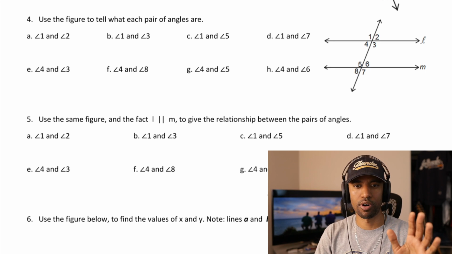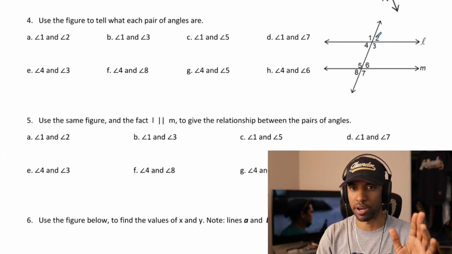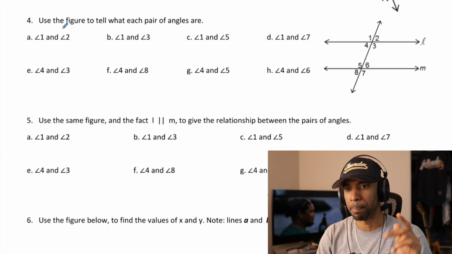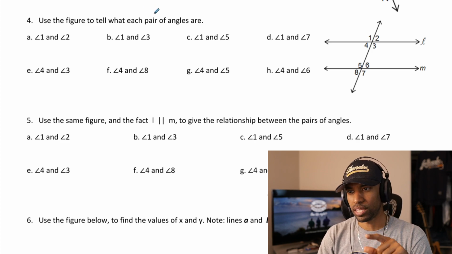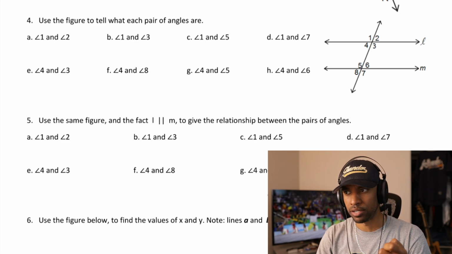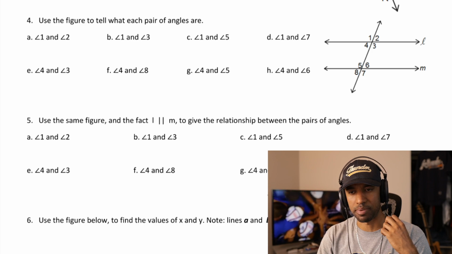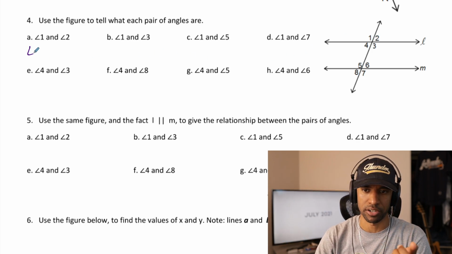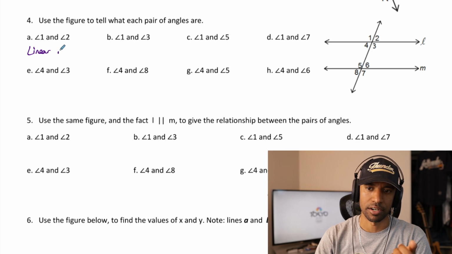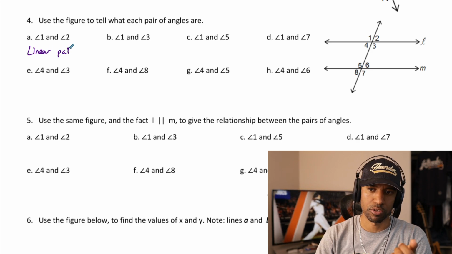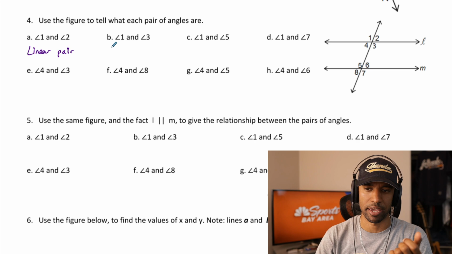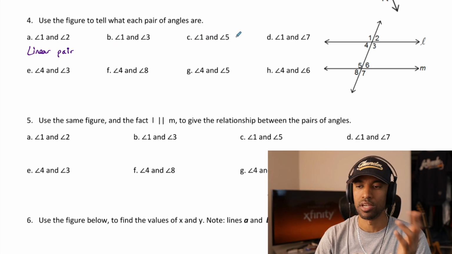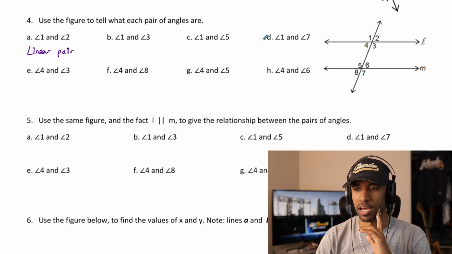All right, numbers 4 and 5 are all based off this diagram right here, 1, 2, 3, 4, 5, 6, 7, 8. Use the figure to tell what each pair of angles are. So we're asking what kind of angle relationship name they have. Like angles 1 and 2, for example, guys, that is an example of a linear pair right there. Now, linear pairs and vertical angles do not require two lines cut by a transversal. It just requires two lines that intersect each other.